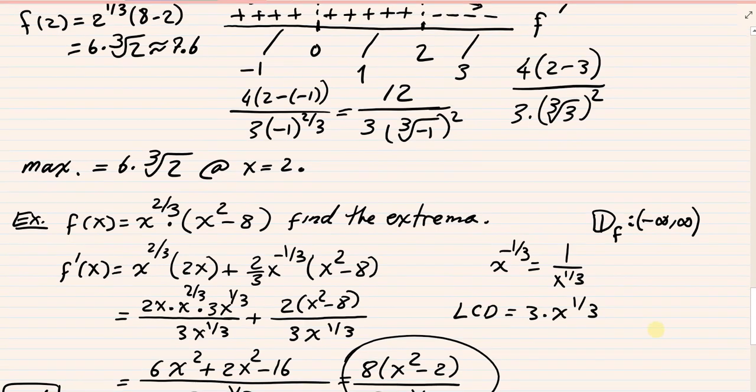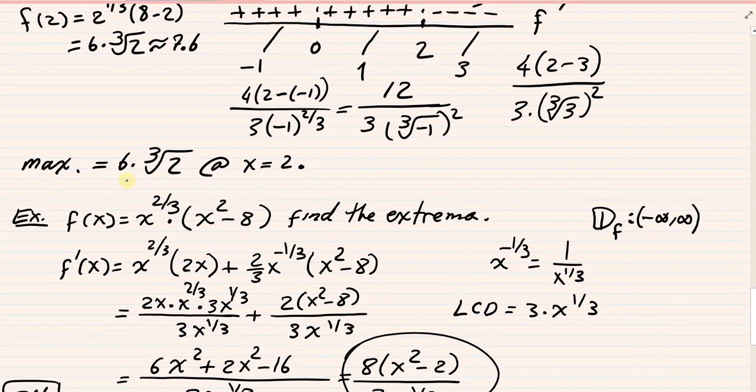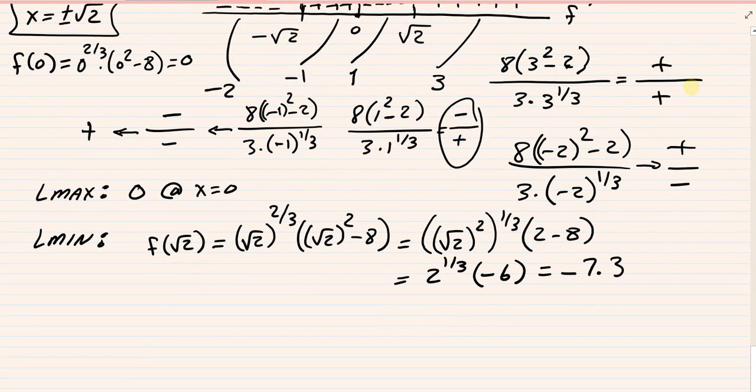Go back up here. Yeah, cube root of 2 times 6 is 7.6. It just so happened we have that up there too. Okay, negative 7.6. That's what that is. So that's the value of L min, and that's going to be at x equals square root of 2.